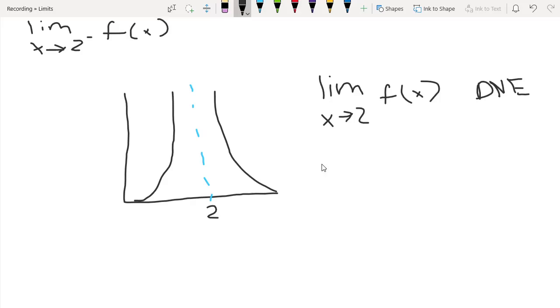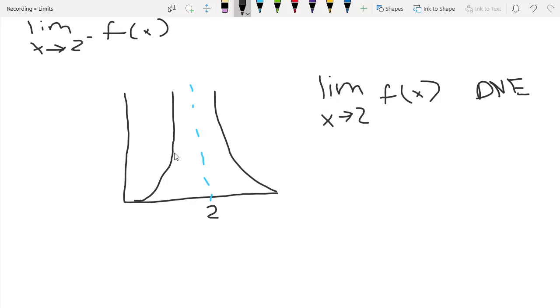Why does it not exist? The reason is that as x approaches 2, f of x does not come close to a single number, which we define as L. It's just going to keep on going up and up and up forever. So hence, the limit does not exist. This is called unbounded behavior, and it's another place where the limit does not exist.